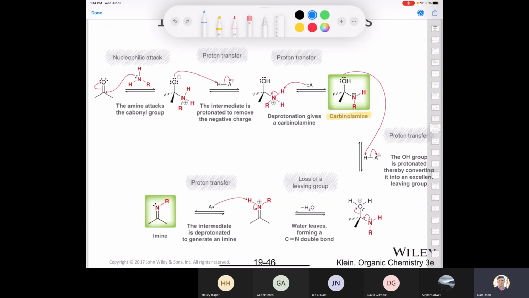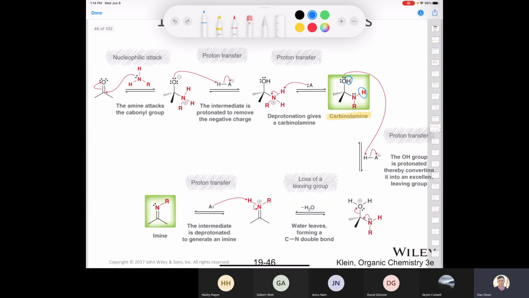And remember, we end up losing water in this reaction, but we haven't lost any of the atoms that would make up the water molecule yet, because we need to lose this hydrogen, and obviously an oxygen.